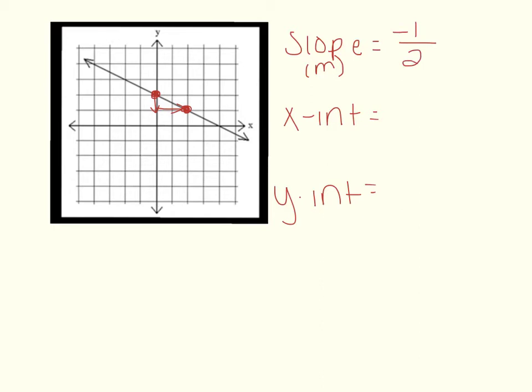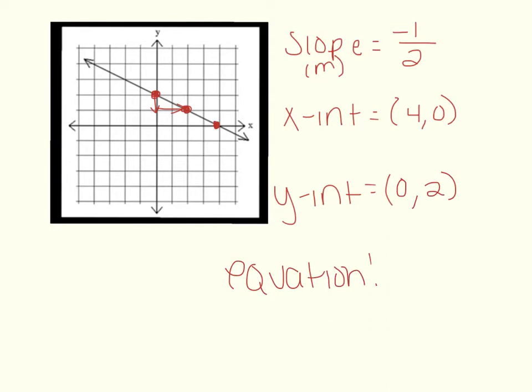Our x-intercept is going to be the point right here, right where it crosses the x-axis, which is the point 4, 0. Our y-intercept is this point right here where it crosses the y-axis, which is the point 0, 2. Now I am just going to go ahead and give you the equation for this line, which is y equals negative 1/2 x plus 2.